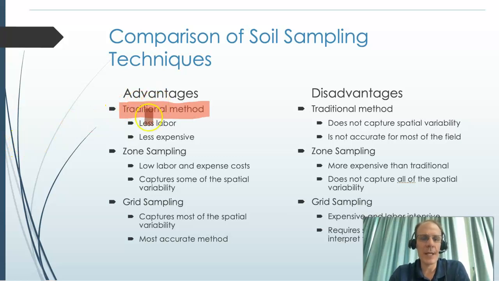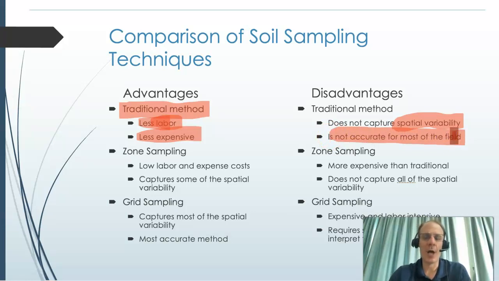This system definitely has an advantage in that it requires less labor and is less expensive. In this system, for example, we only will have one soil sample to analyze from the field. But the disadvantage of this system is we do not capture the spatial variability. Instead, we treat the field as one whole. Therefore, it is not accurate for most of the field. Much of the field will have a recommendation higher than what's needed or less than what is needed. Very few areas will get the correct amount of inputs.